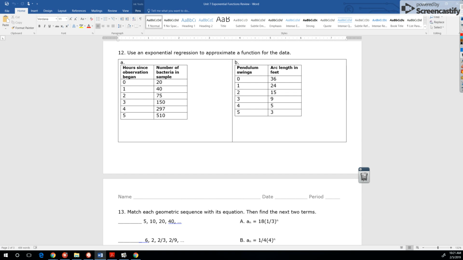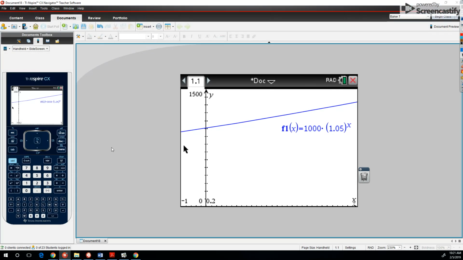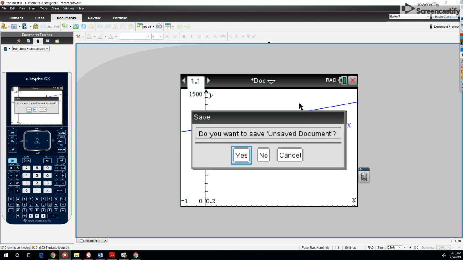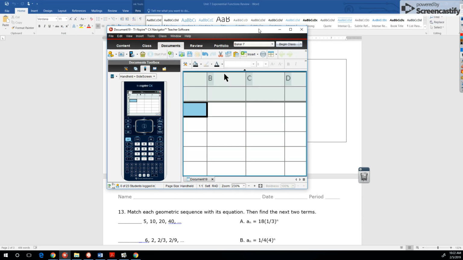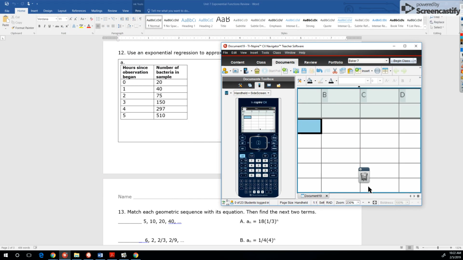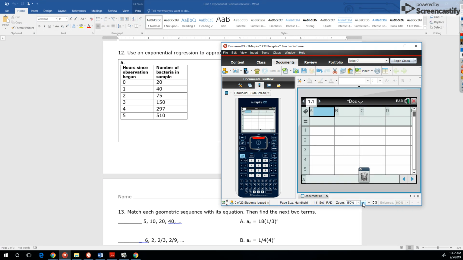Okay, the next section, I have to use my calculator for an exponential regression. So the steps to do that are to start a new document, add lists and spreadsheets, and then I need to type in my data. So at the top, I have to label X and Y. And I type in my data: 0, 1, 2, 3, 4, 5. And I have 20, 40, 75, 150, 297, and 510.